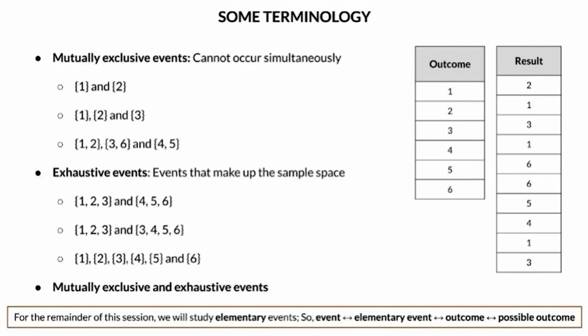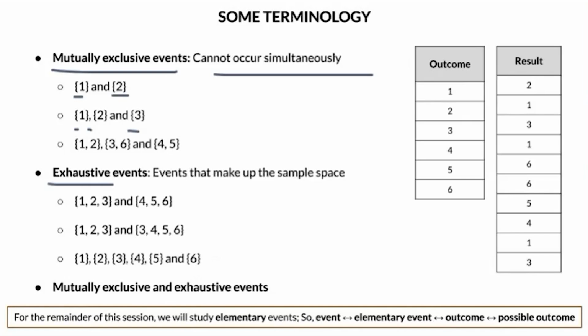Now, finally, I would just want to close this terminology bit with this part. Mutually exclusive and exhaustive events. Again, it's just revision. So mutually exclusive events cannot occur simultaneously, right? So 1 and 2 cannot occur, 1, 2 and 3 cannot occur. Of course, this is a very simple example, but these are events which if one occurs, the other cannot occur.